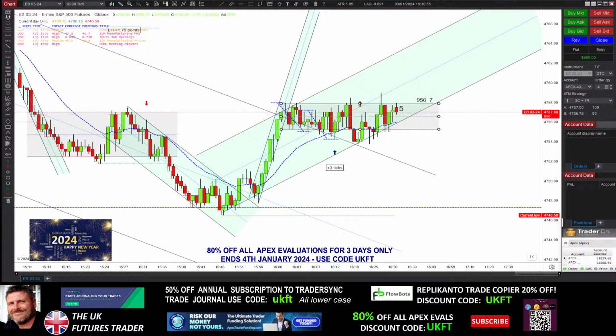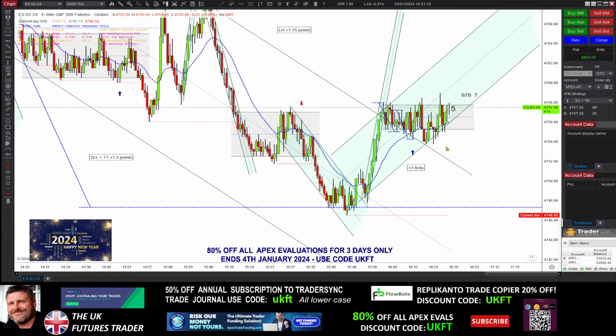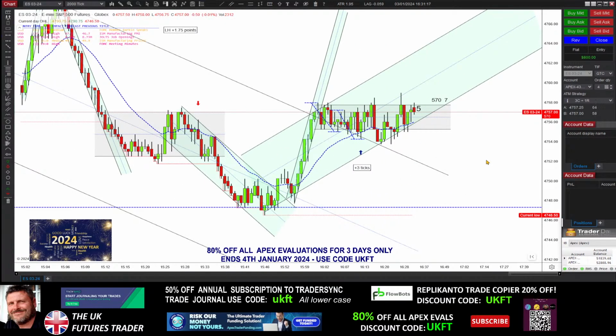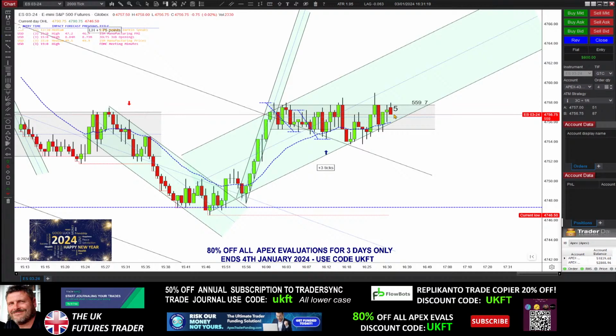All the signals are there. And hopefully, see, it may trap some shorts in here. Shorts are thinking we're coming down. See, there's still a lot of traders going to be thinking we're coming down to break the new lows. I don't think we are. But we could. So it'd be nice to see that trigger and then turn.